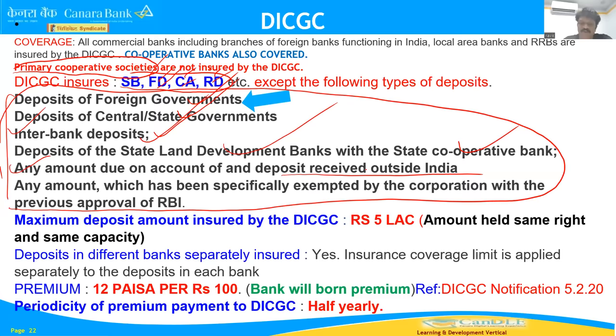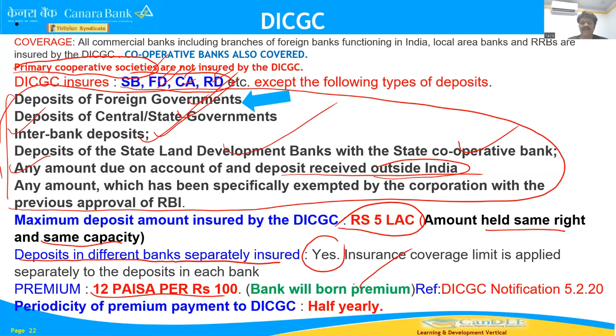But remember, the amount should be held in the same right and same capacity. And the most important point: are deposits in different banks separately insured? Yes, DICGC says yes. The insurance coverage limit is applied separately to deposits in each bank. For example, if a customer has deposited 5 lakhs in your bank, 5 lakhs will be covered. If 5 lakhs in SBI and Bank of Baroda as well, all 15 lakhs is covered. The premium is 12 paisa per 100, which the bank bears, and the premium payment to DICGC has to be made by banks half yearly. This is with regard to DICGC.